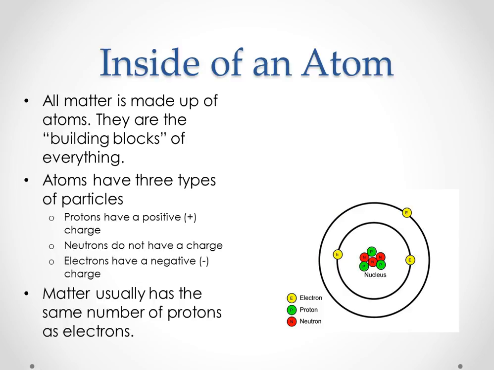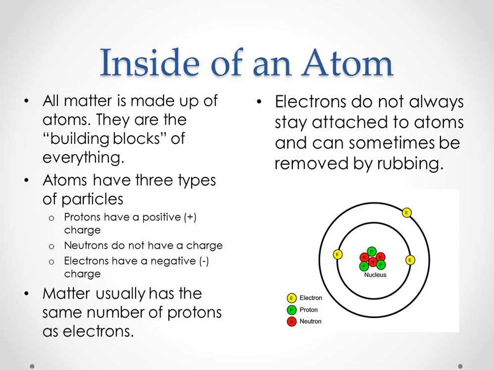Matter usually has the same number of protons as electrons. If you look at the diagram, you can see that there are 3 green circles with P's in them, and there are 3 yellow circles with E's in them. Matter usually has the same number of protons as electrons. Electrons do not always stay attached to atoms and can sometimes be removed by rubbing. You see how they're circling that nucleus. They're not attached to anything. So because they're not attached and they don't have a bond with things nearby inside the nucleus, they are sometimes able to be removed by rubbing.